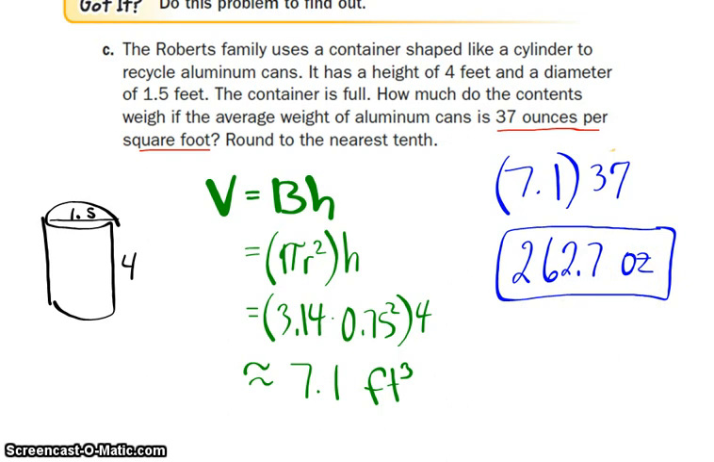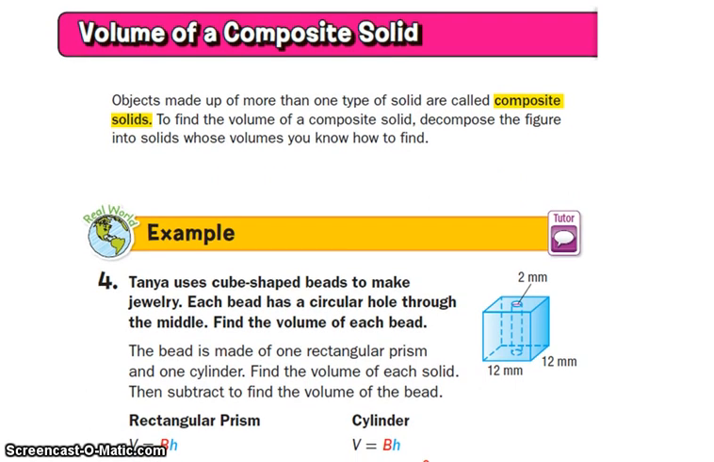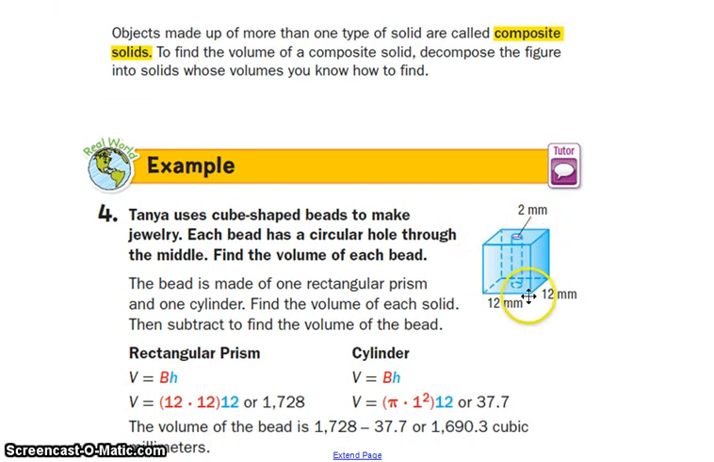Okay? Let's look at one more example. Okay, volume of a composite solid. A composite solid is an object that is made up of one or more types of solid. So they're kind of combining two different geometric solids. If you look at the example here, here's a composite solid where we have a rectangular prism, but then we have a cylinder on the inside.